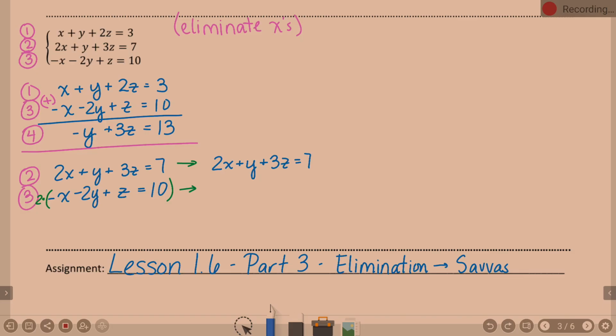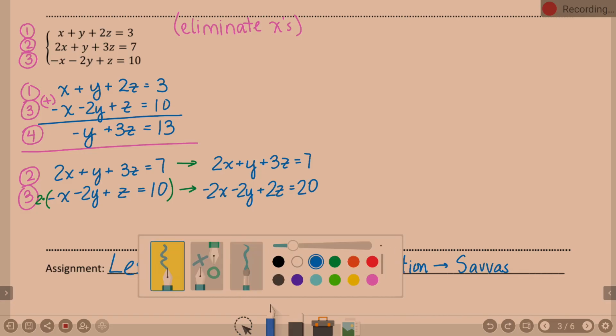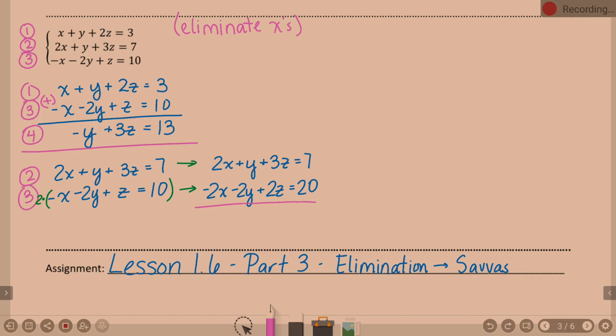Bottom equation, multiply everything by 2. Negative 2x minus 2y plus 2z equals 20. Is that right? Okay. And then my 2 x's. I have a positive 2 and a negative 2. Do I have a mistake? I see some weird eyes looking at me. Negative 4y. Yes, it would be.